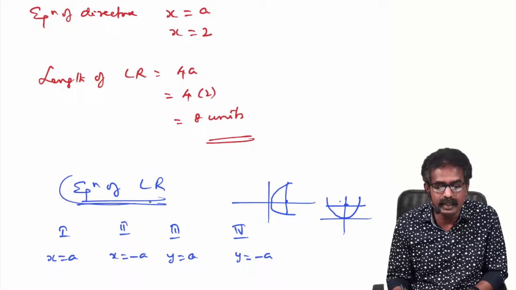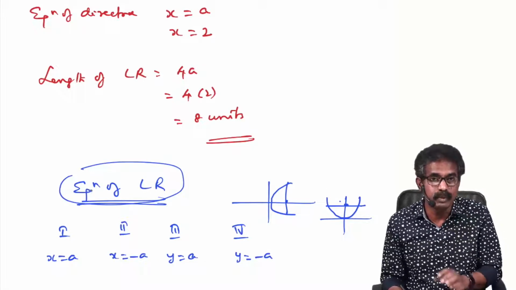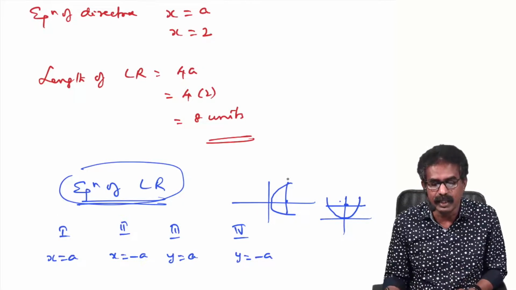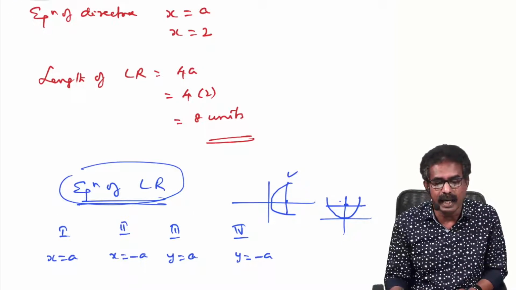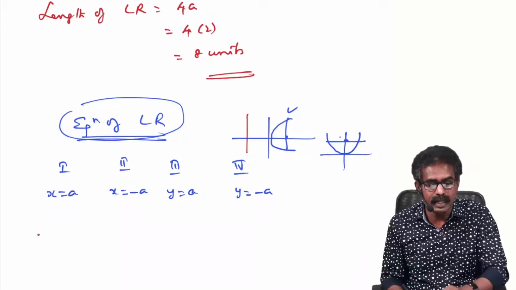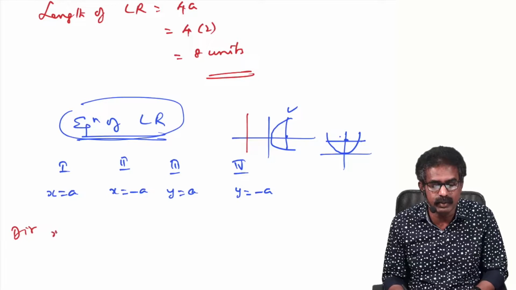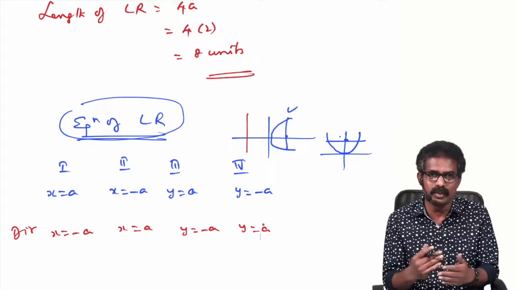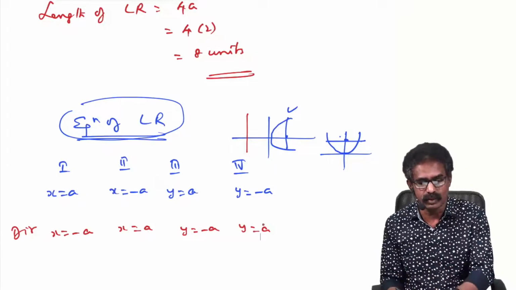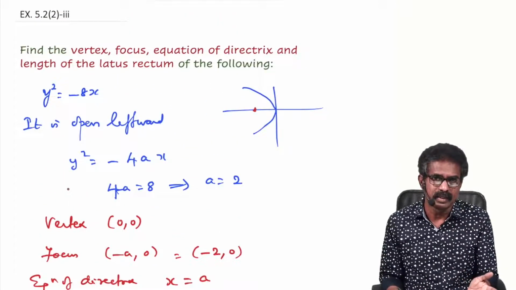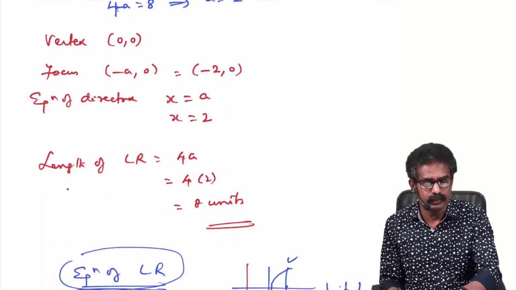So equation of latus rectum and equation of directrix both differ in sign only, because both are on either side, right? So latus rectum is here, and you know the directrix will be here. This is equation of latus rectum. Equation of directrix means for the first one, x equal to minus a, x equal to a, y equal to minus a, y equal to plus a. Small change only, right? Only the sign differs. Okay, so remember that also. Then endpoints of the latus rectum they can ask. So whatever they ask, you can do that.